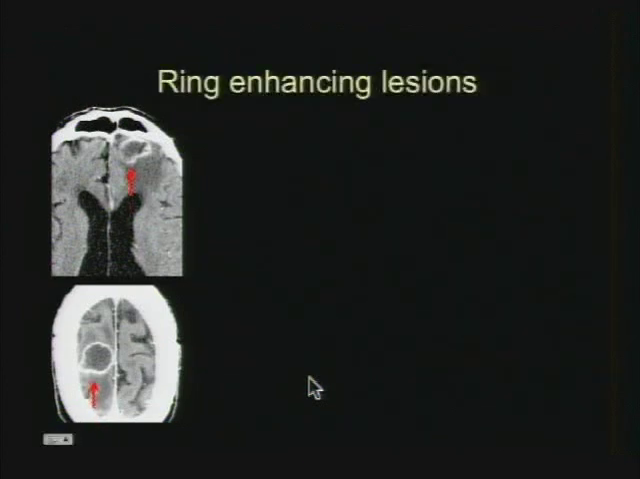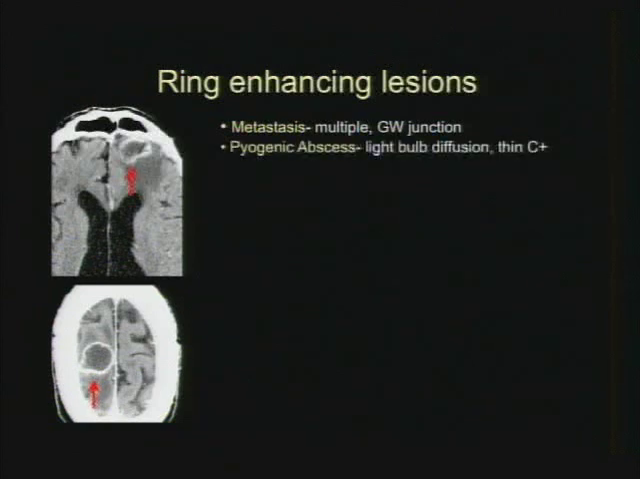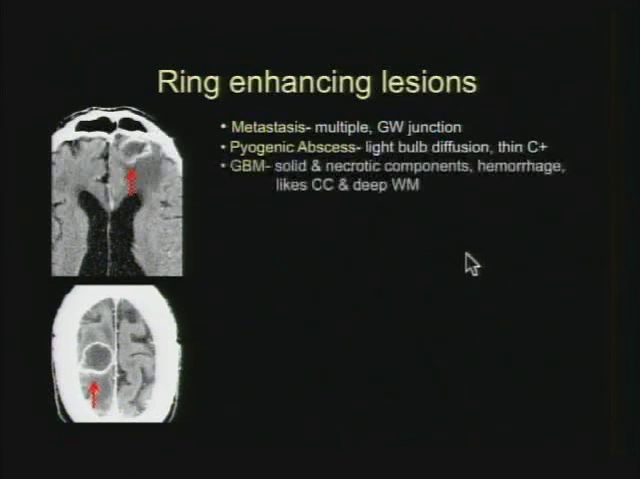So you can see this patient has ring-enhancing lesions in both frontal lobes. And we're going to pause here for a more broad differential for ring-enhancing lesions that Dr. Cha discussed briefly earlier. So metastases, these are usually multiple and usually at the gray-white junction. For pyogenic abscess, as we'll see, the key features are light bulb bright diffusion and a more thin rim of enhancement rather than thick rim that you see with tumor.